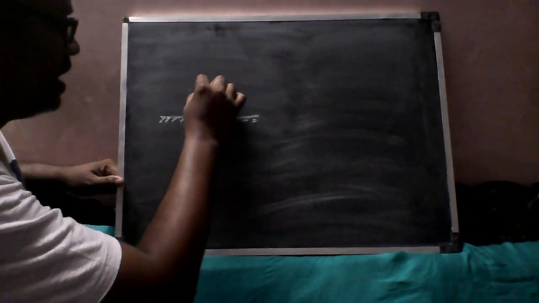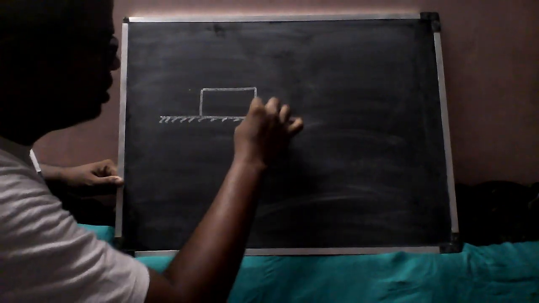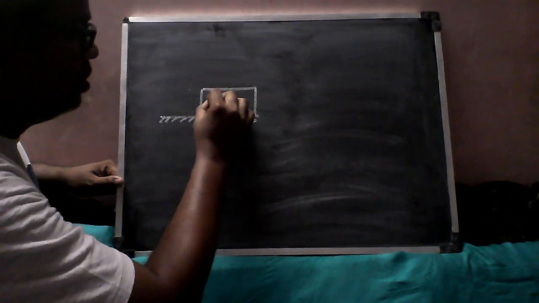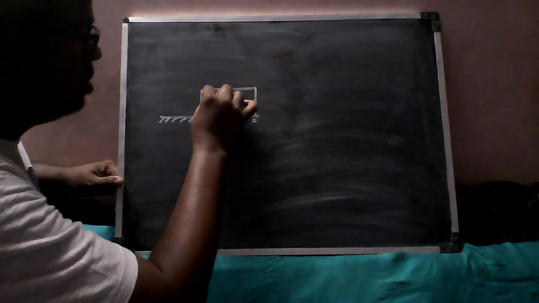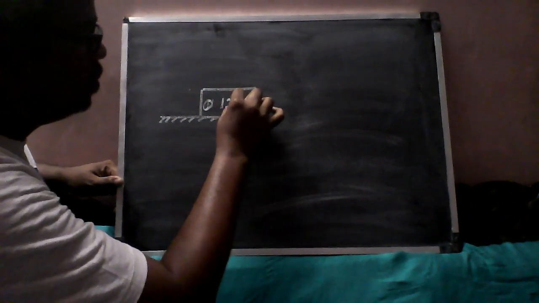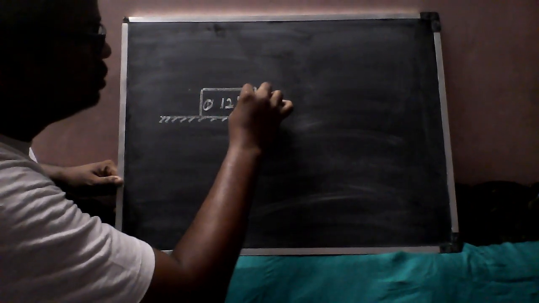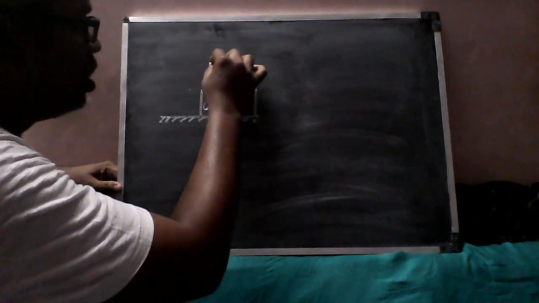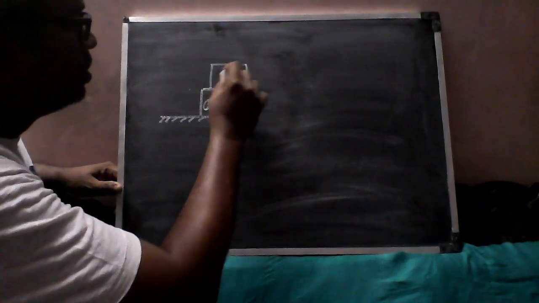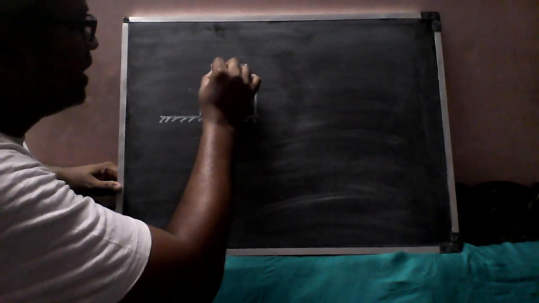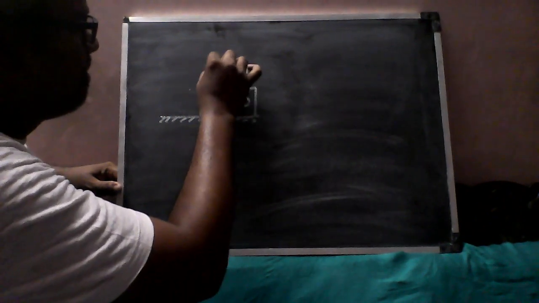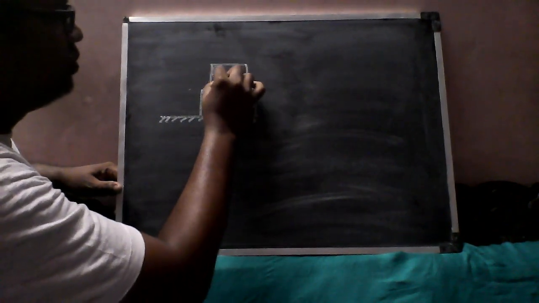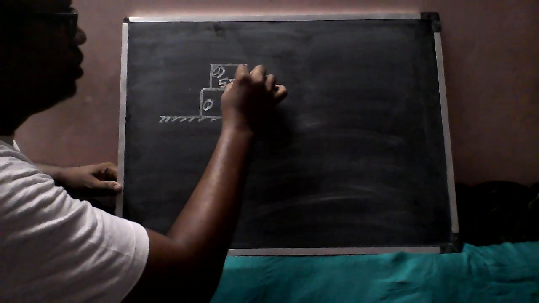Over this, I have a block. I can say this is the first block, having a weight of 1290 Newton. And over this, I have another block. I can say this is the second block. This is having a weight of 570 Newton.